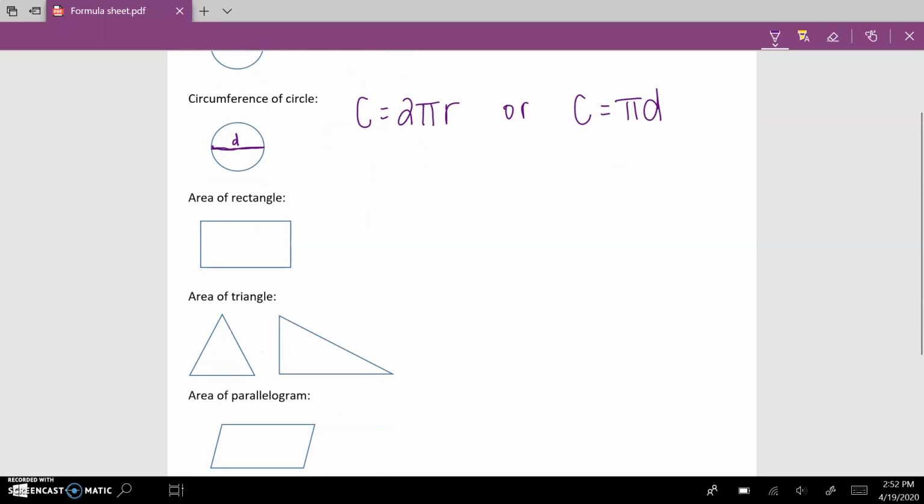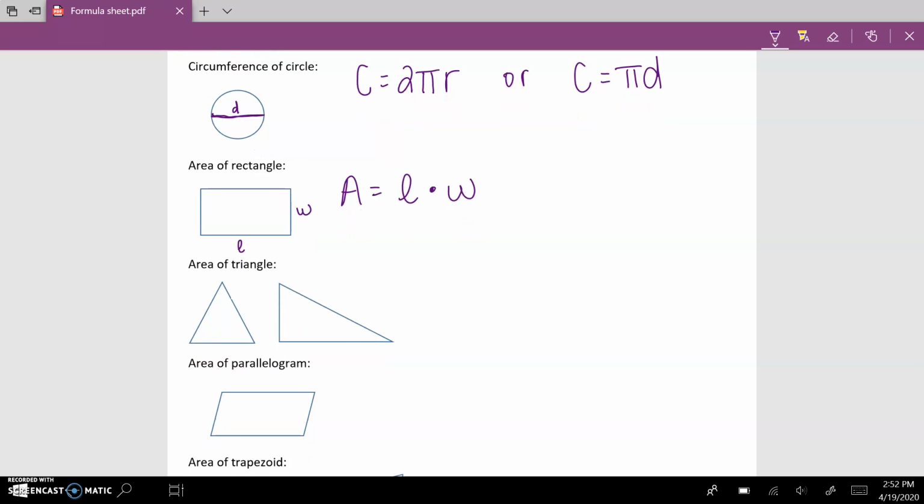Right? Area of a rectangle. Hopefully we all know this one, but just in case, area of a rectangle is the length times the width. You could do it either way. You could say that this is the length, this is the width, or you could have them flipped, because you can multiply in any order and the order doesn't matter.